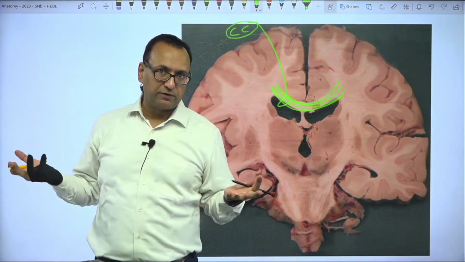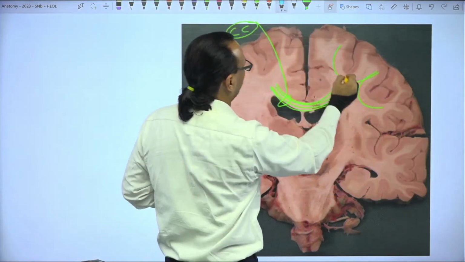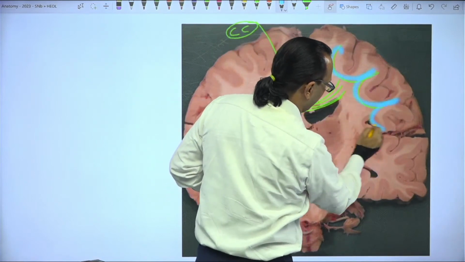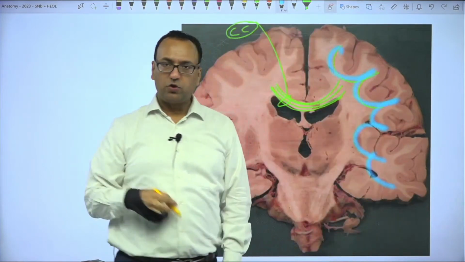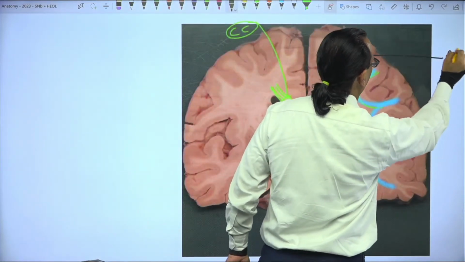Where is association fiber? Association fibers do not cross the midline. Let me use some other color. They do not cross the midline, they keep connecting the brain on the same side. So there will be association fibers. Okay, so these are association fibers.